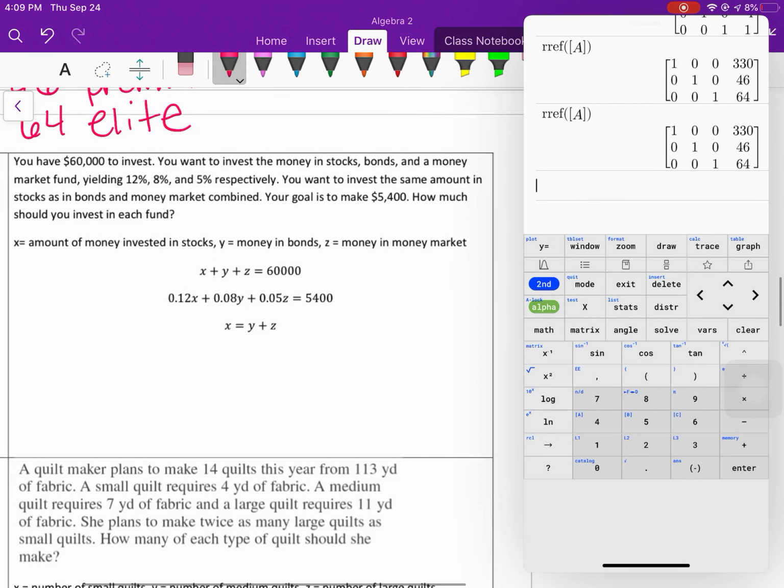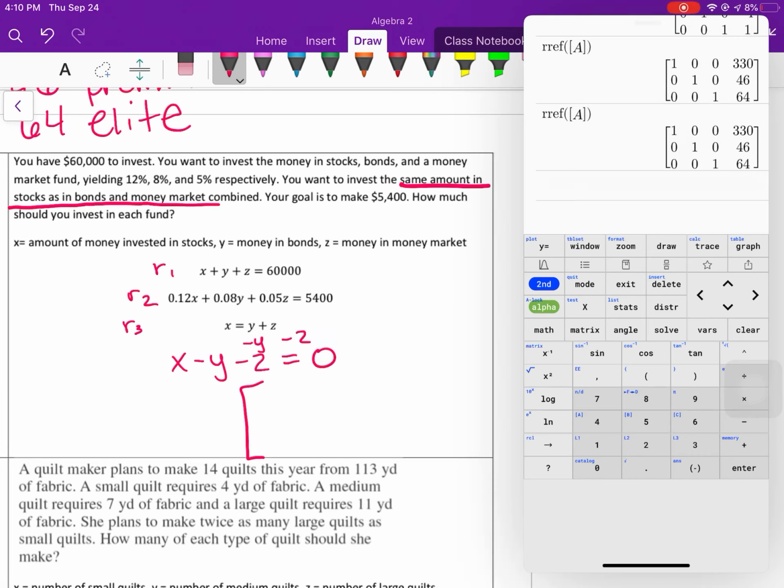Okay, the money market, remember we did the 60,000 to invest. That's going to be our row 1, 12%, 8%, 5%. We had 5,400 was our goal. That's going to be our row 2. And then we wanted to invest the same amount in stocks as in bonds and money market combined. So that's going to be our row 3. But we do have to have it X, Y, Z. So again, we're going to have to move over the Y and the Z using subtraction. So it'll be X minus Y minus Z, and then that will equal 0.